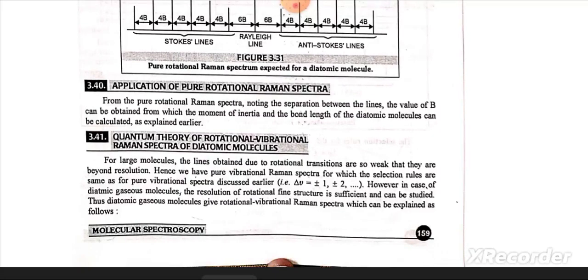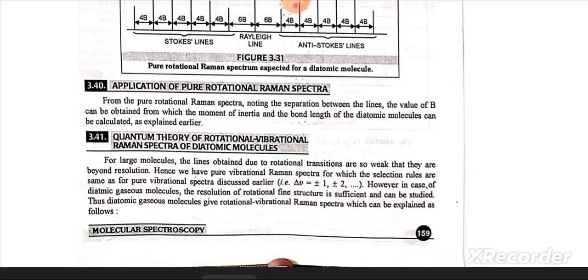Application of pure rotational Raman spectra. From the pure rotational Raman spectra, by noting the separation between the lines, the value of B can be obtained, from which the moment of inertia and the bond length of the diatomic molecules can be calculated as explained earlier.